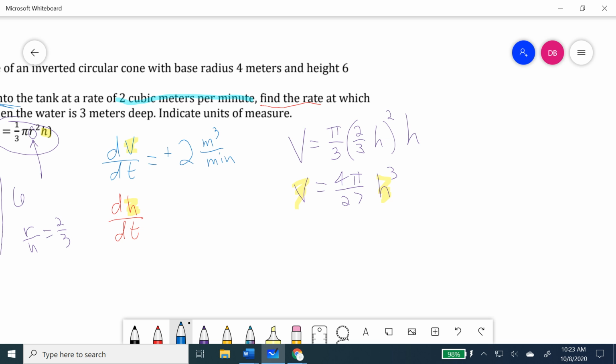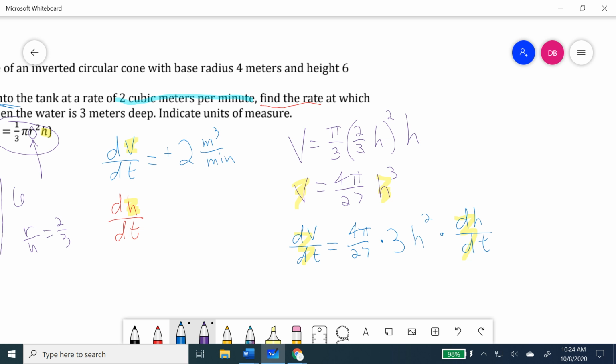So now it's time to go in. dV/dt, constant multiple, and then blah cubed derivative is 3 blah squared times the derivative of that baby with respect to time. Double check both of those variables. Do you have rates of change for both of them? Yes. Then it's plug and chug time.